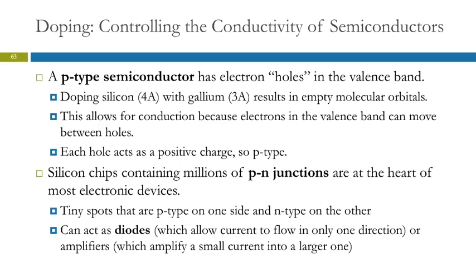So silicon chips are essential in computers and any other electronic device. And these contain millions of p-n junctions, where you've got a junction between a p-type semiconductor and an n-type semiconductor. And these can act as diodes, which allow current to flow in only one direction. They can act as amplifiers, which take a small current and make it into a larger one. So these semiconductors have just completely revolutionized computers.